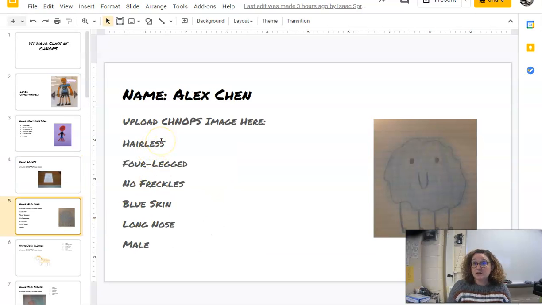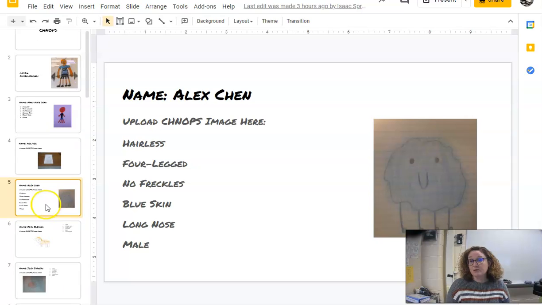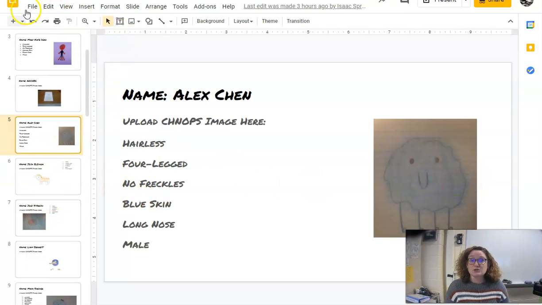This one was hairless. Okay. And did not have freckles, has the 4 legs, a long nose. Some of them, if you go through, will have 5 legs, some are blue, some are orange. So why are they different? Okay, so thinking about where you got the information from.